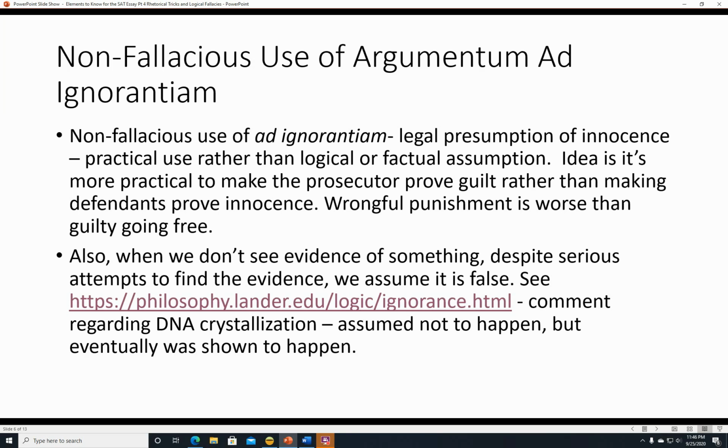Also, when we don't see evidence of something despite serious attempts to find the evidence, we assume that it's false. So under philosophy.lander.edu, there's a comment regarding DNA crystallization. It's assumed not to happen, even though it was eventually shown to happen. Until it was proven, they said, scientists have made some really strong efforts to try to crystallize DNA, and it just didn't work, so maybe it just can't be done. But nope, turns out they were wrong. It could be done, just someone hadn't done all the things you have to do to get DNA to crystallize. But it makes sense that if people are making the best efforts they can and it's still not happening, there's a good chance that it can't happen.